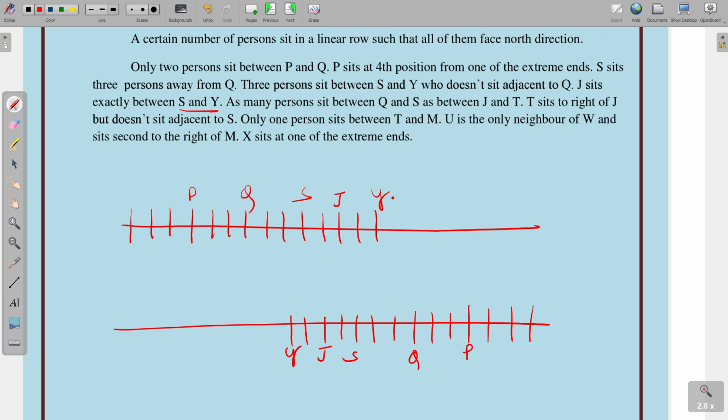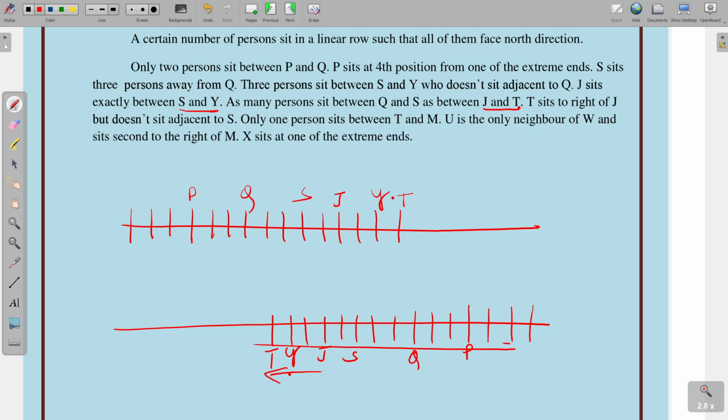As many persons sit between S and Q as between J and T. So between S and Q, 2 persons are there. Here also 2 persons, as between J and T. So between J and T there are 2 persons. Okay, so T here. Here T is placed. T sits to the right of J. But here T is to the left of J, so this one is not correct. And next, T sits to the right of J, but doesn't sit adjacent to S.